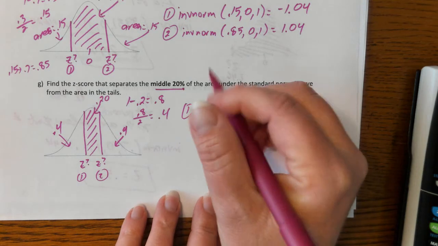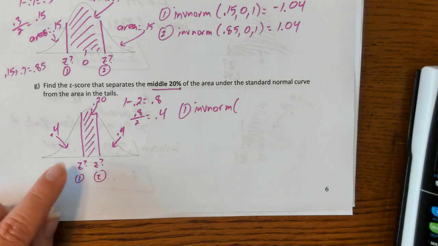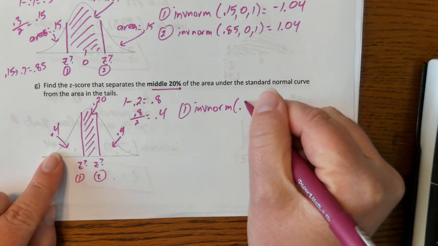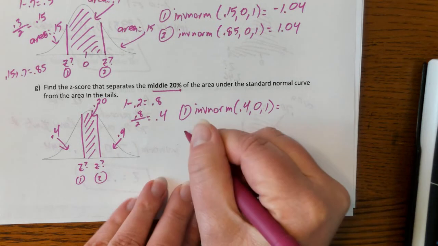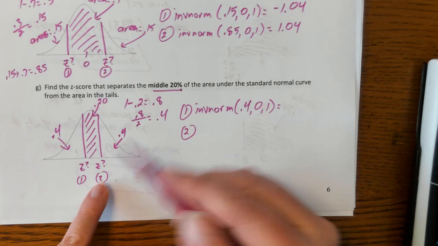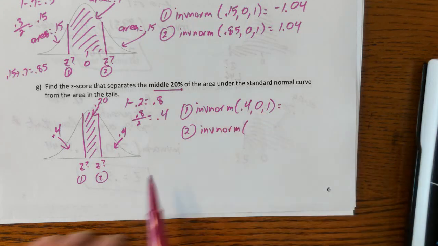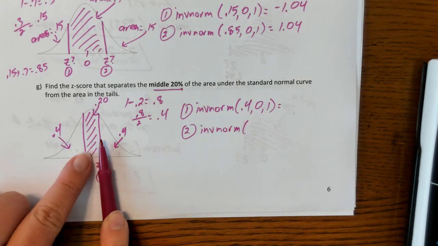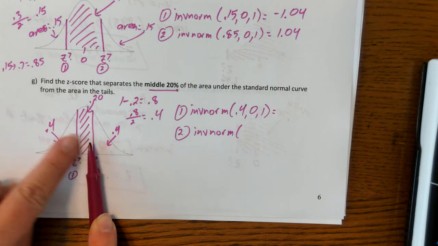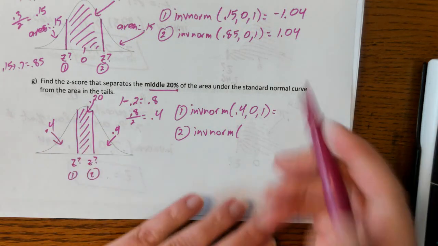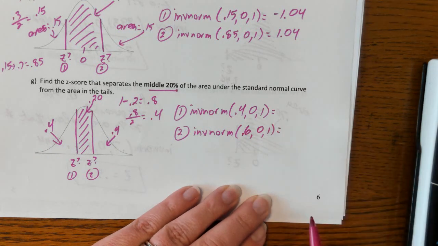Okay? Well, for z-score number 1, we're going to inverse norm the area to the left, which is 0.4 with a mean of 0 and a standard deviation of 1. For z-score number 2, we will also inverse norm. This time, from this z-score, the area to the left is 0.4 and 0.2 combined. The entire region to the left, which is 0.6, with a mean of 0 and a standard deviation of 1.